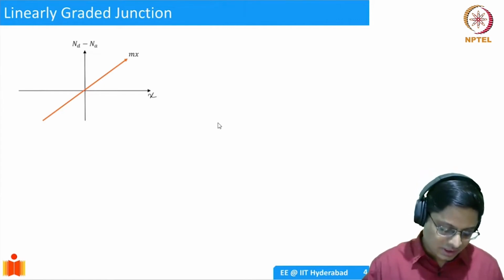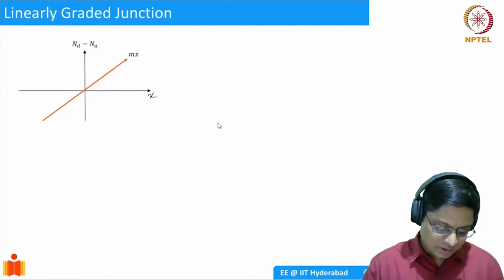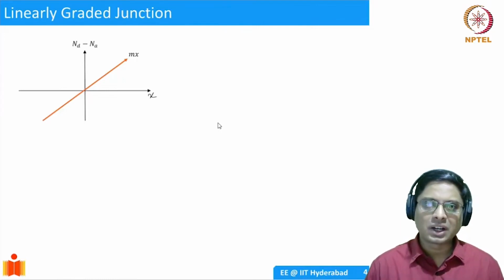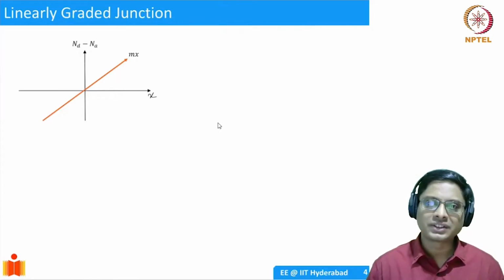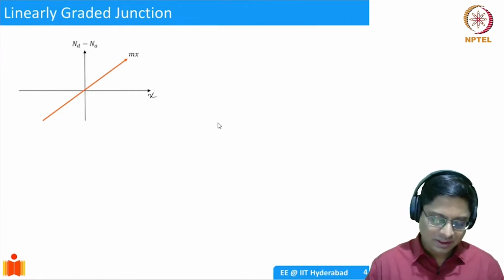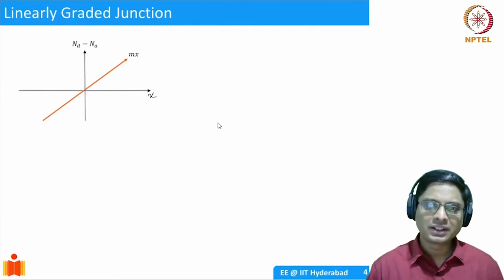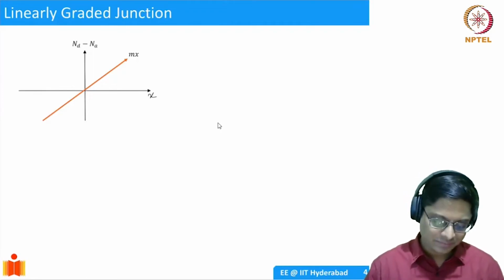This is depicted here: a linearly graded junction. The doping is linearly graded. So what will happen? How do we analyze this? How is the space charge region in this case? Please think about that. In the previous case, it was straightforward uniform doping and then there was diffusion. What would happen in this case?